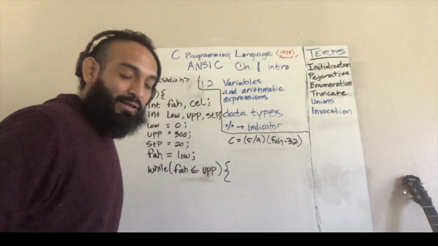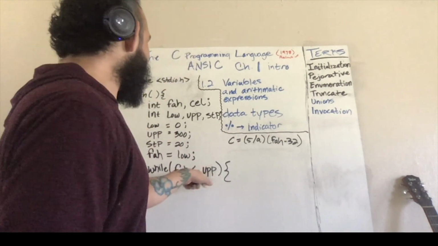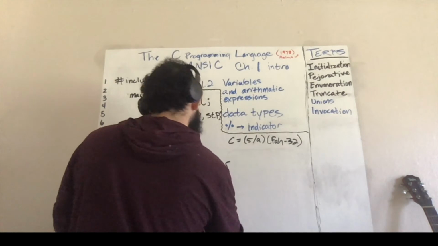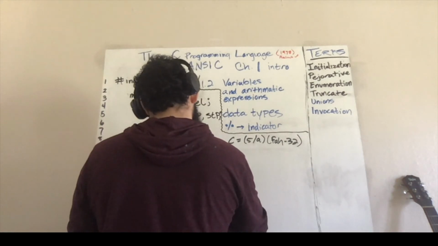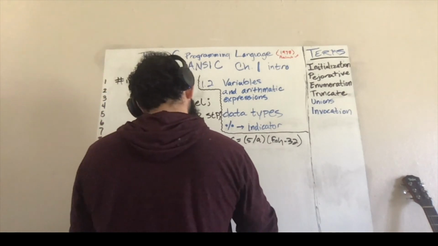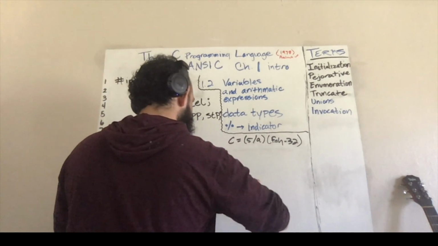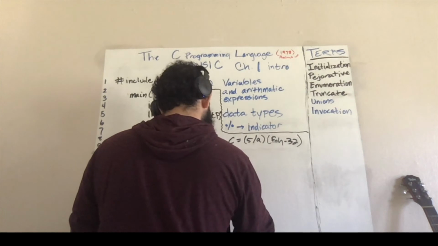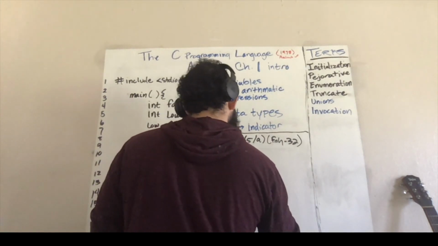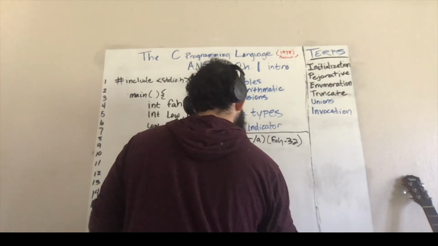Just remember that's important. While Fahrenheit is less than or equal to upper, Celsius is equal to 5 divided by 9, and you're going to plug in this formula: Fahrenheit minus 32. In a statement.